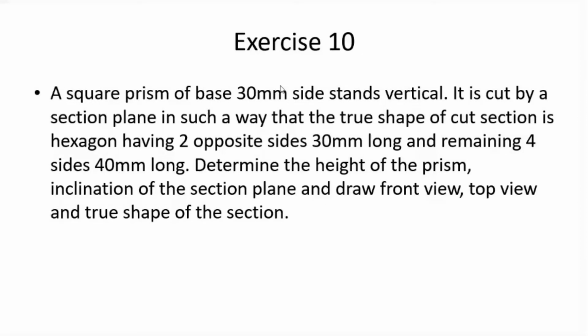As in the previous case, the case of the cube, we know that in order to get a hexagon from a square prism or from a cube, we have to cut all the 6 planes. So in the top view, the square prism or the cube should be placed in such a way that all the vertical edges are equally inclined to the VP. So here also the same case is there.